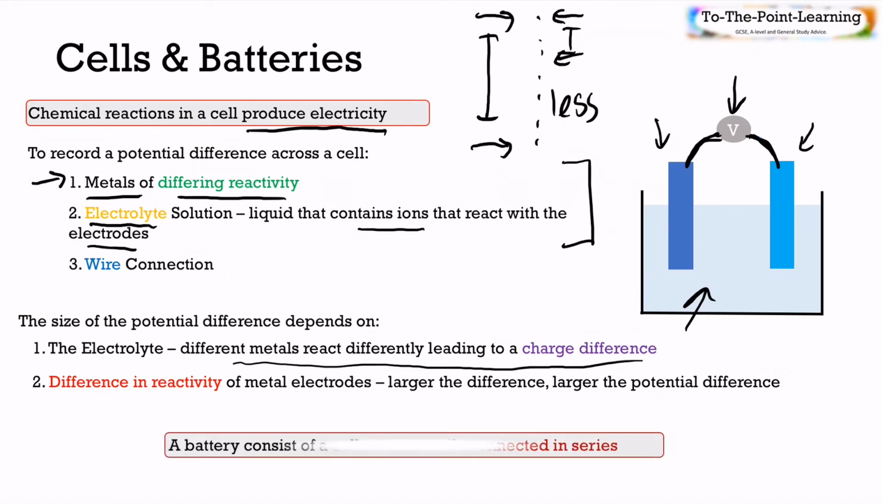Okay. The final thing on this slide is that we need to know the definition of a battery and how that differs to a cell. So here we go. A battery is a collection of cells connected in series.